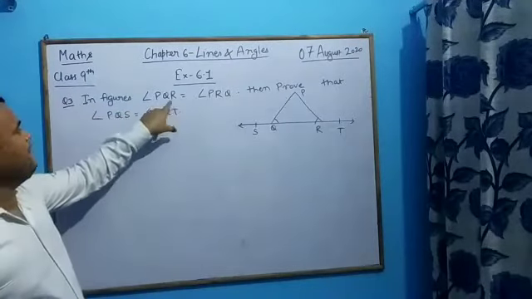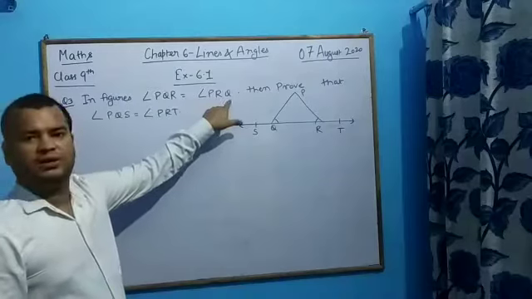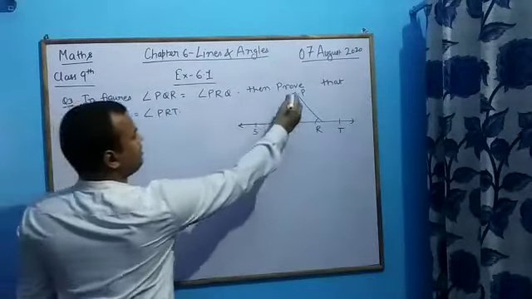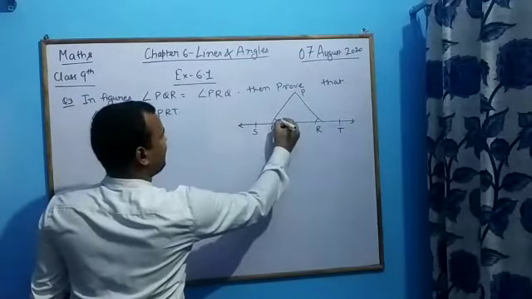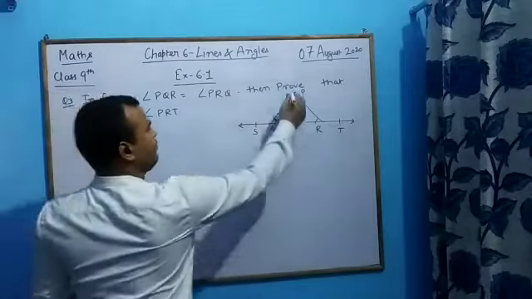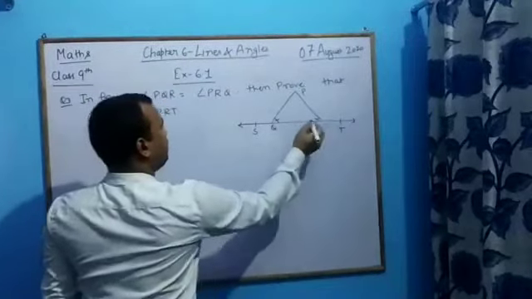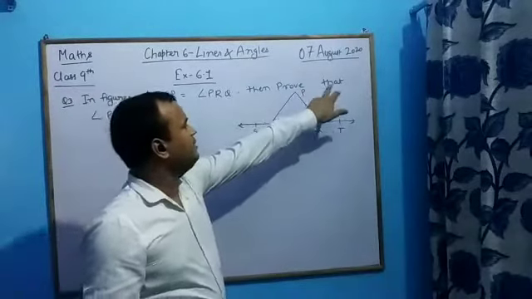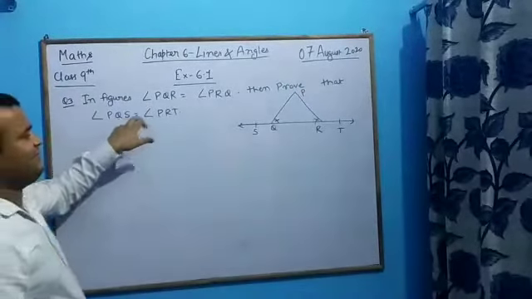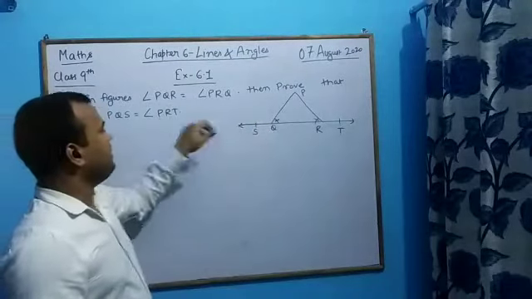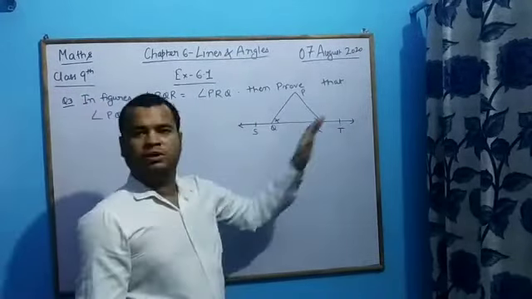In the figure, angle PQR is equal to angle PRQ. This is the figure given over here. This is the angle PQR and the other angle is PRQ. Both are equal. And now we have to prove that angle PQS and angle PRT are both equal. We have to prove this.